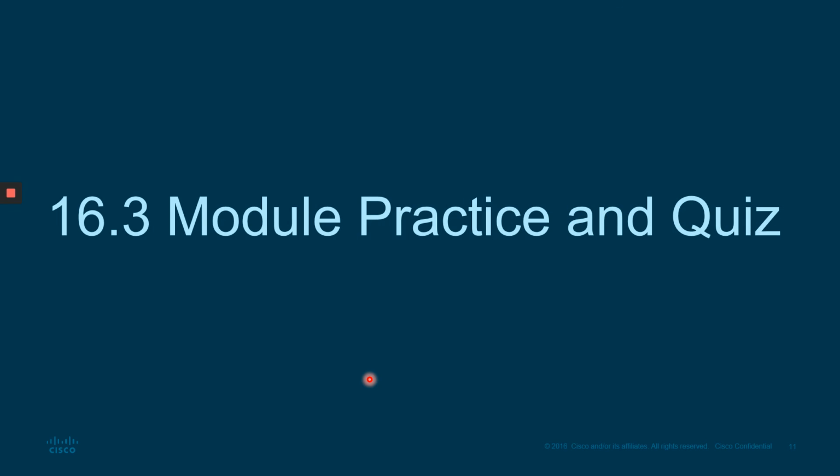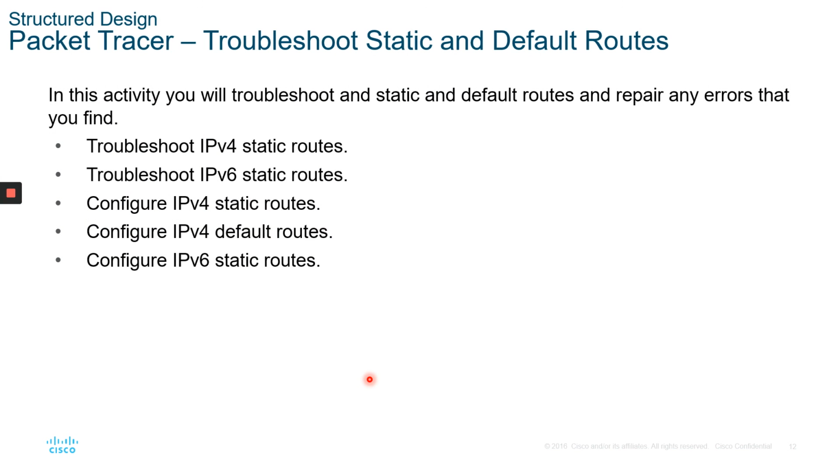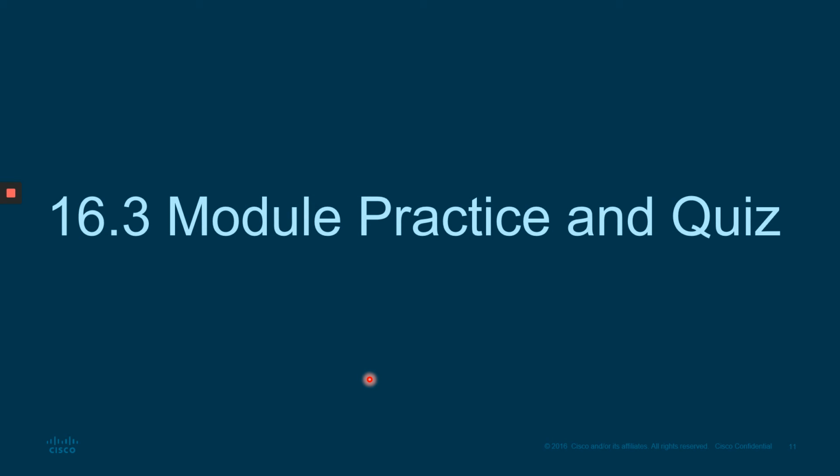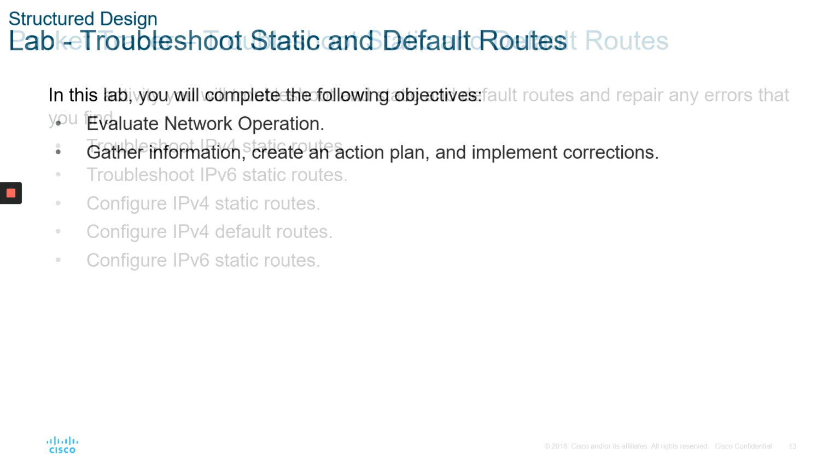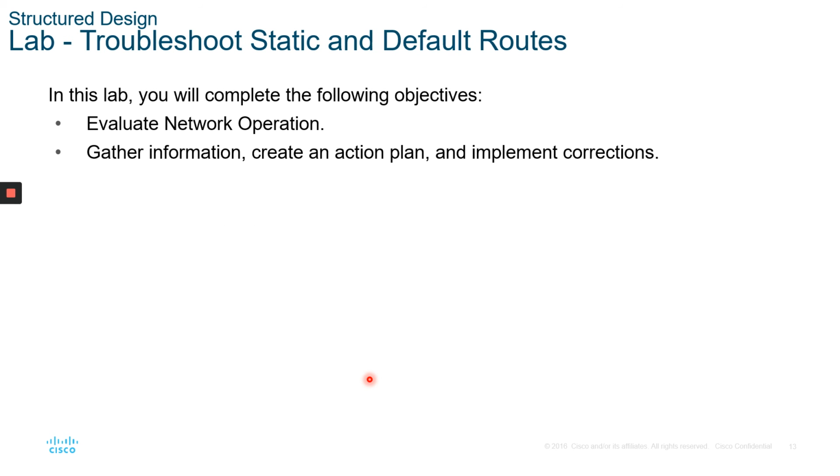Right, that's the end of this chapter. As I mentioned, this is a quite small chapter. You've got some practice quizzes as well, and I would recommend you go through those. You've also got one Packet Tracer activity that you may want to go through, troubleshooting IPv4 static routes, the one that we just did, and also how to configure static routes and default routes. It's quite useful. Again, you've got the lab activity about troubleshooting static and default routes.